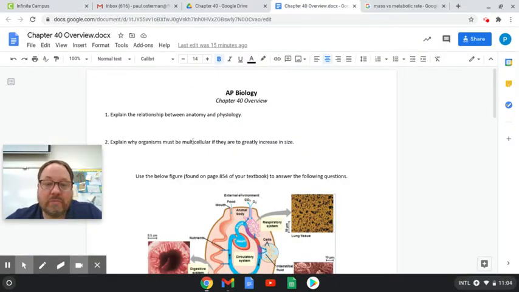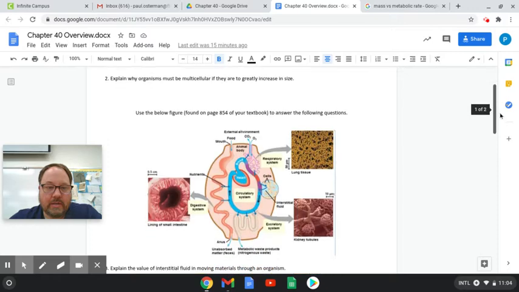Explain why organisms must be multicellular if they're going to greatly increase in size. Hey, that gets back to surface area to volume ratio, right? As cells get bigger and bigger and bigger, volume, the denominator, increases faster than surface area, the numerator. So the surface area to volume ratio drops. So as cells get bigger, surface area to volume ratio drops. The cells become less efficient. So if you're going to have organisms get bigger, it has to be by adding a bunch of little cells. We're made of trillions of cells.